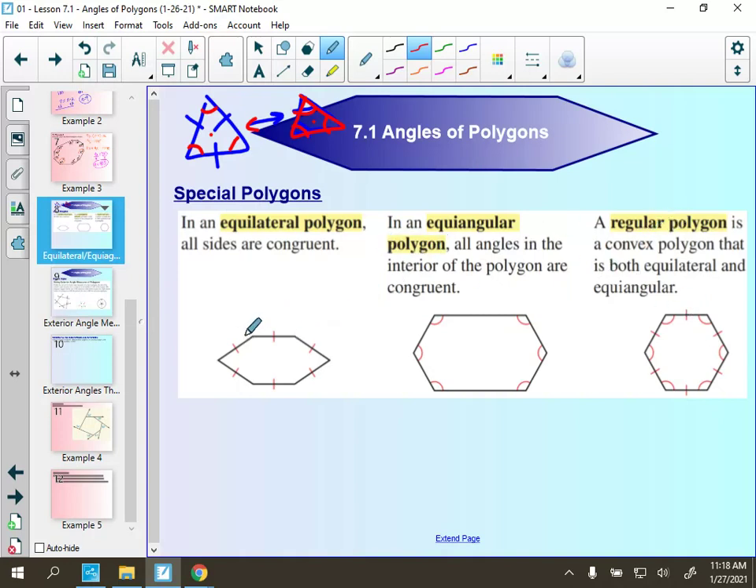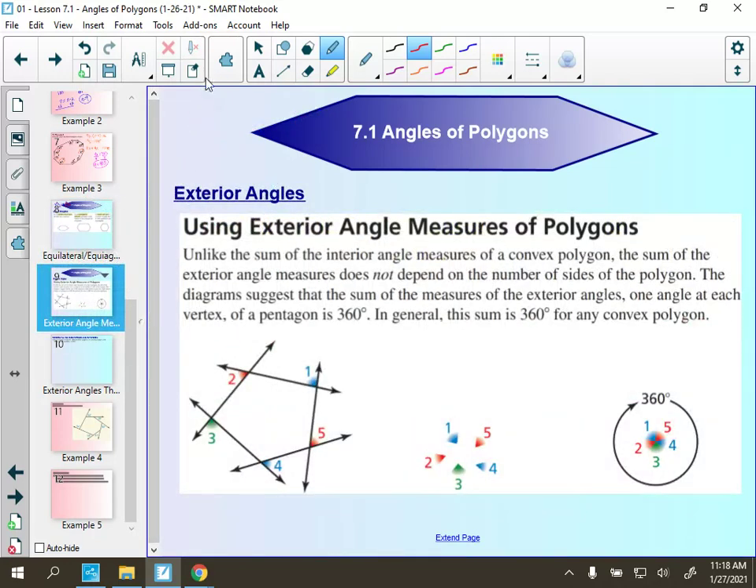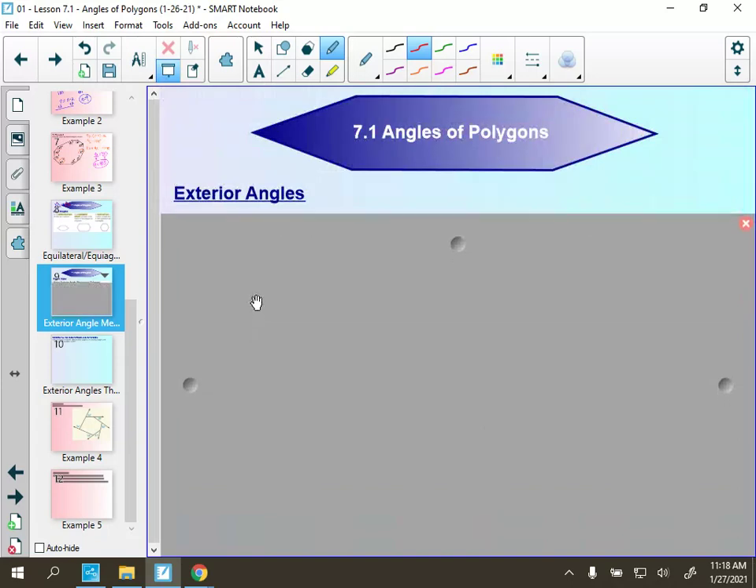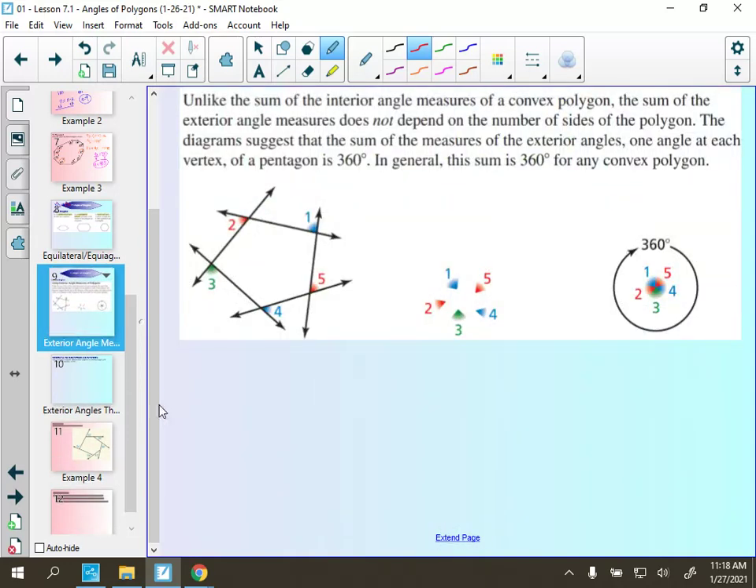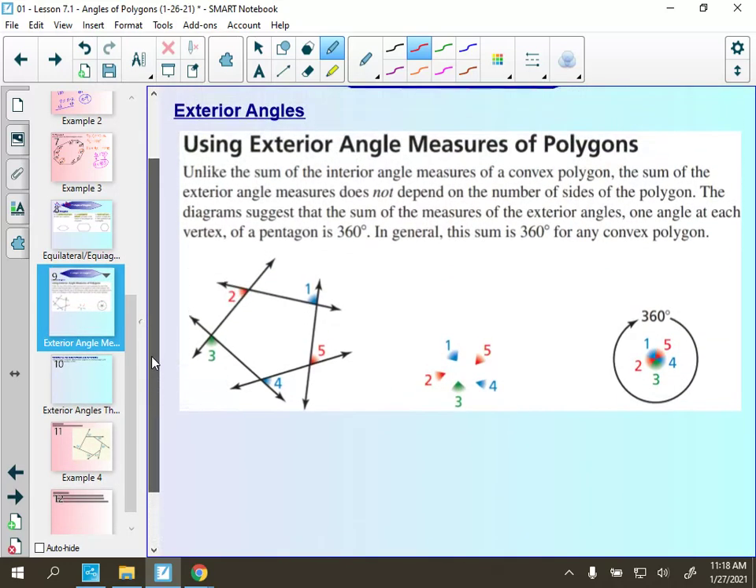Last notes section that we'll need, and then we'll do a couple examples, focuses on exterior angle measures. So, same thing as before, put up a heading in your notes: using exterior angles. I like the picture here. It illustrates exactly what we want to talk about.